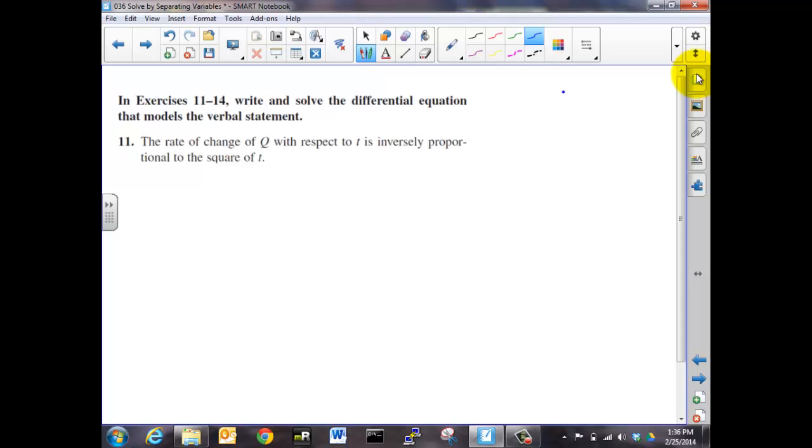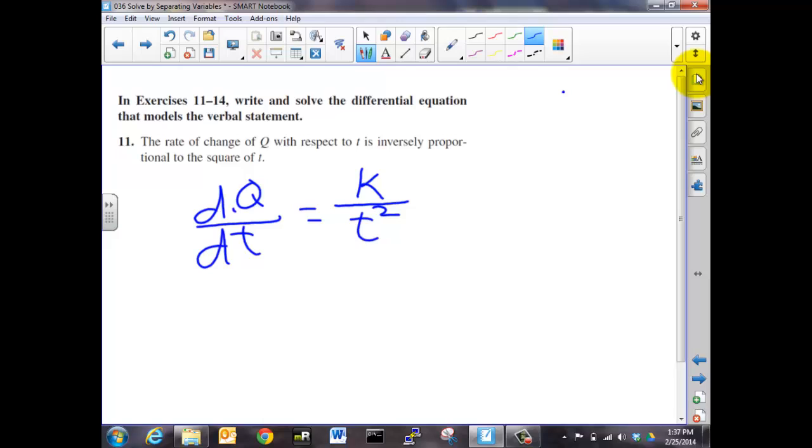Write and solve the differential equation. The rate of change of Q with respect to time. What does that mean? How are you going to write that? dQ dt. Actually, it should be a capital Q since we had a capital Q there. dQ dt is inversely proportional to the square of t. Inversely proportional. 1 over t squared. And it's actually k over t squared. Why is it k and not just 1? Because there's something called a constant of proportionality. You've learned that somewhere along the line. So that's our differential equation: dQ over dt equals k over t squared.